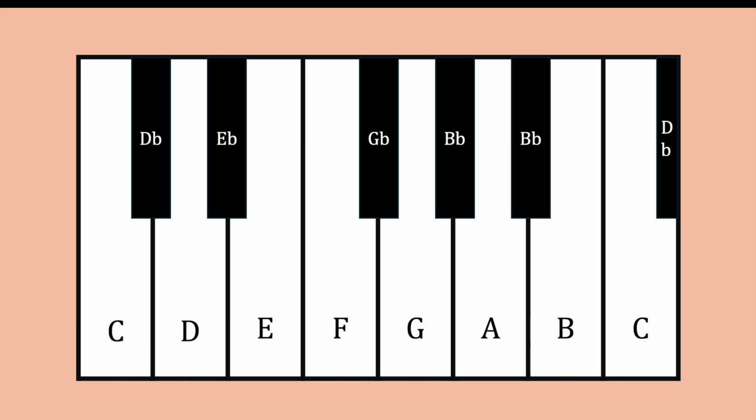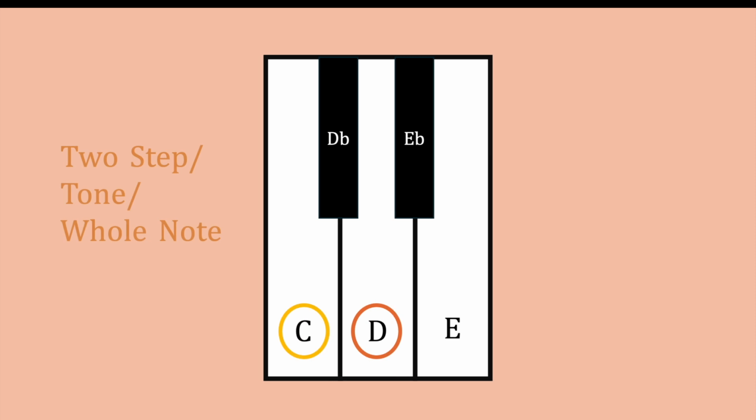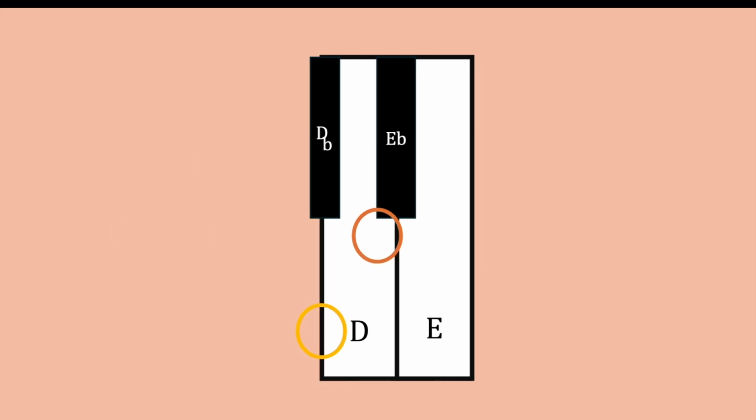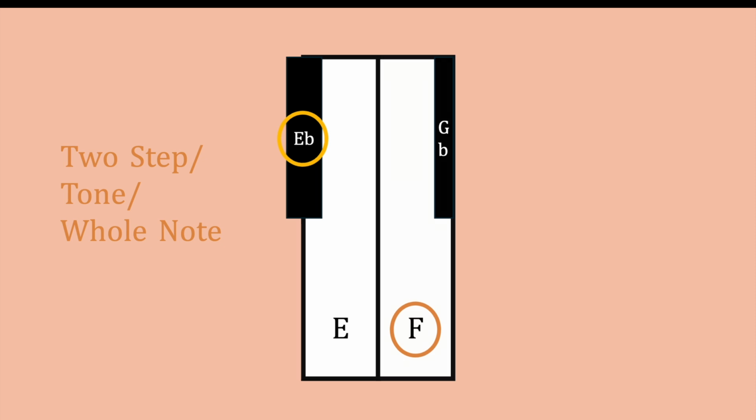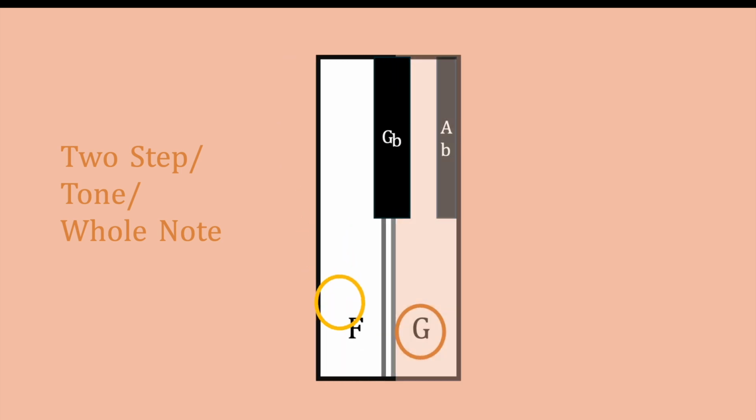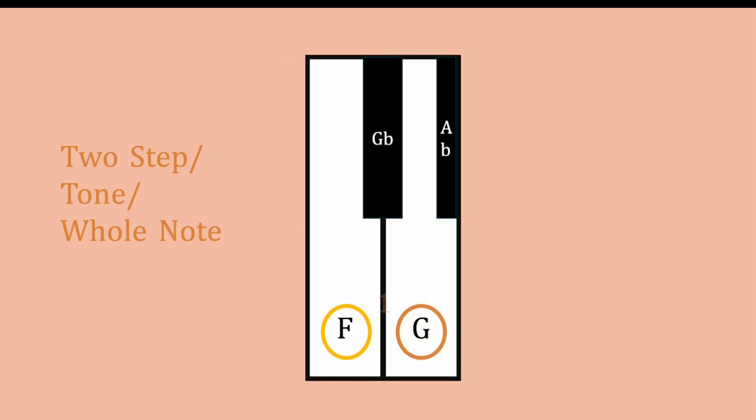The explanation behind this is because we started on C, we did a tone movement and made our way to D, because we skipped D flat. Moving from D, we make a semitone jump, which will get us to E flat. Then using a tone jump, we would skip E and move to F. Continuing the pattern, we would make another tone jump, making our way to G and ignoring G flat.